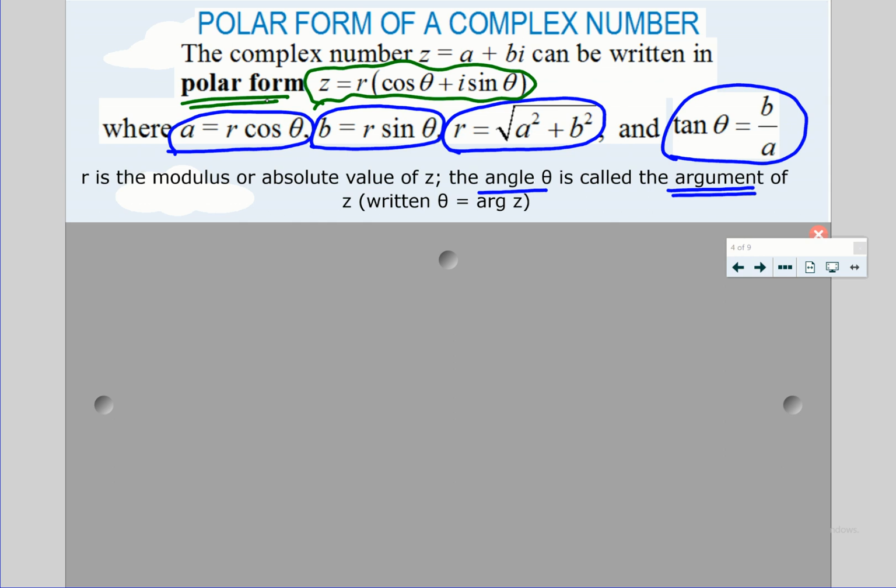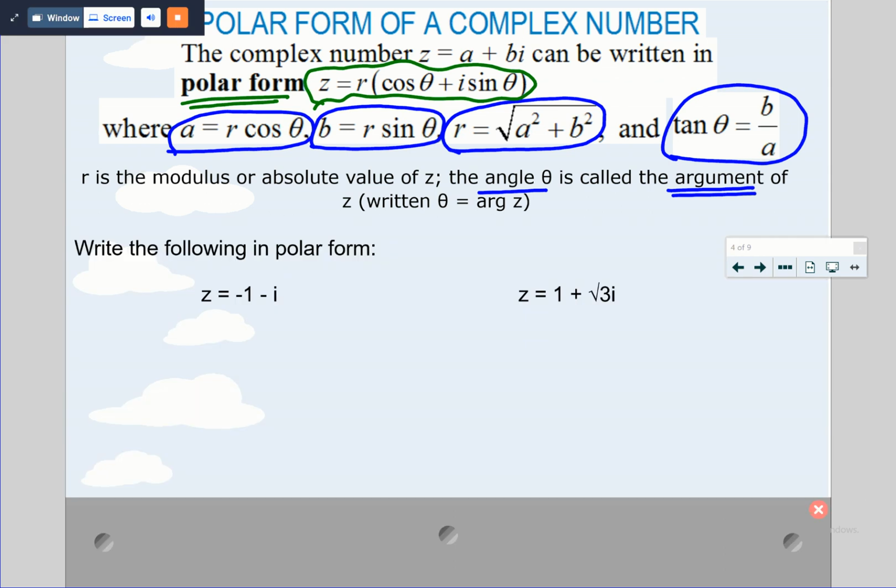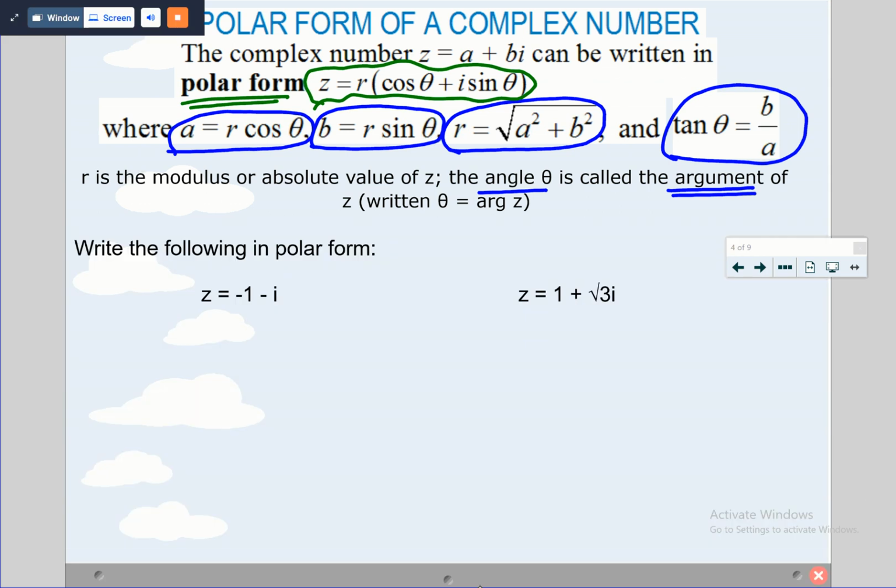So the next thing we're going to do is practice taking a complex number and putting it in polar form. You're going to see the calculations we're going to do are going to look really familiar, okay? It's very similar to what we've been doing, just another context we're applying these same formulas to.